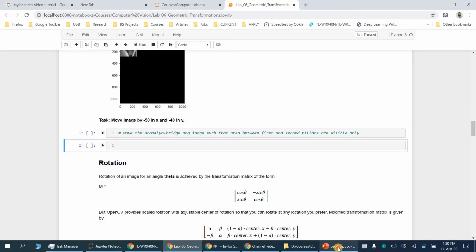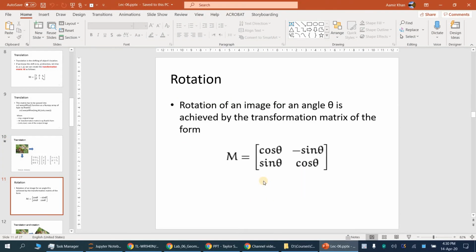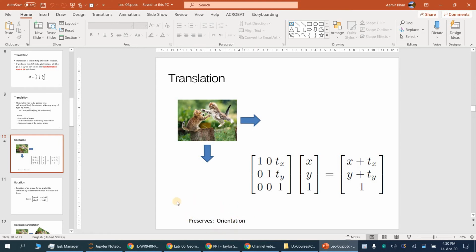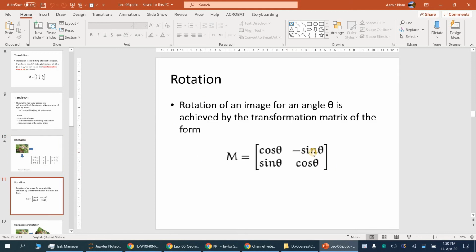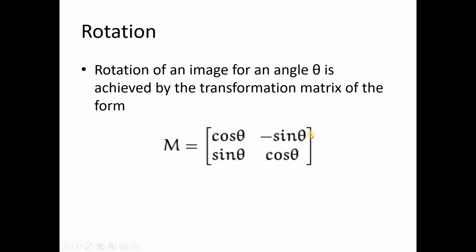Now moving to the next one, which is rotation. So remember, translation preserves orientation. The next one that comes is rotation. What is rotation? Rotation means I have an image and I will change its angle, or the best word used is orientation. In the previous topic you saw orientation is preserved. That's the same orientation we discuss here. So you have an image like this and you rotate it such that, for example, like this, it is tilted.